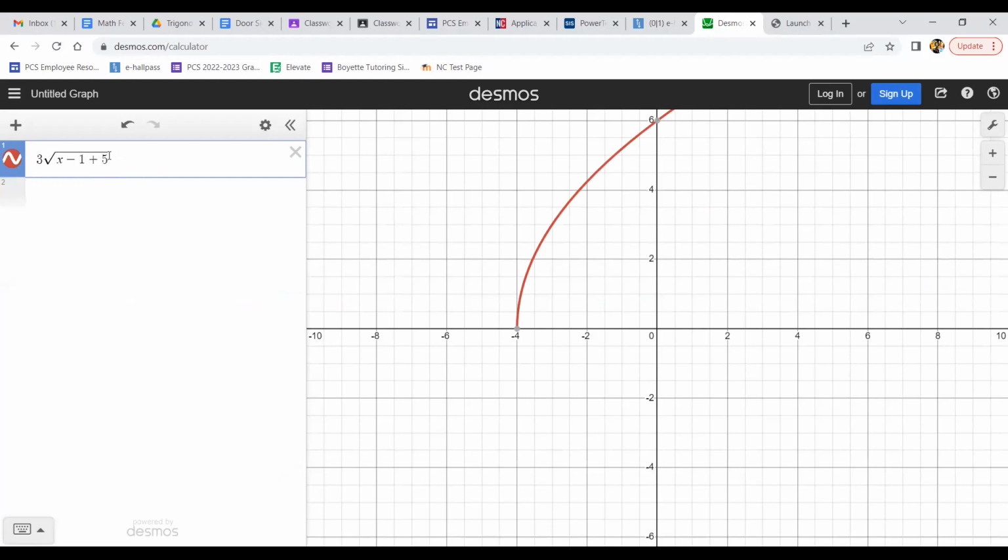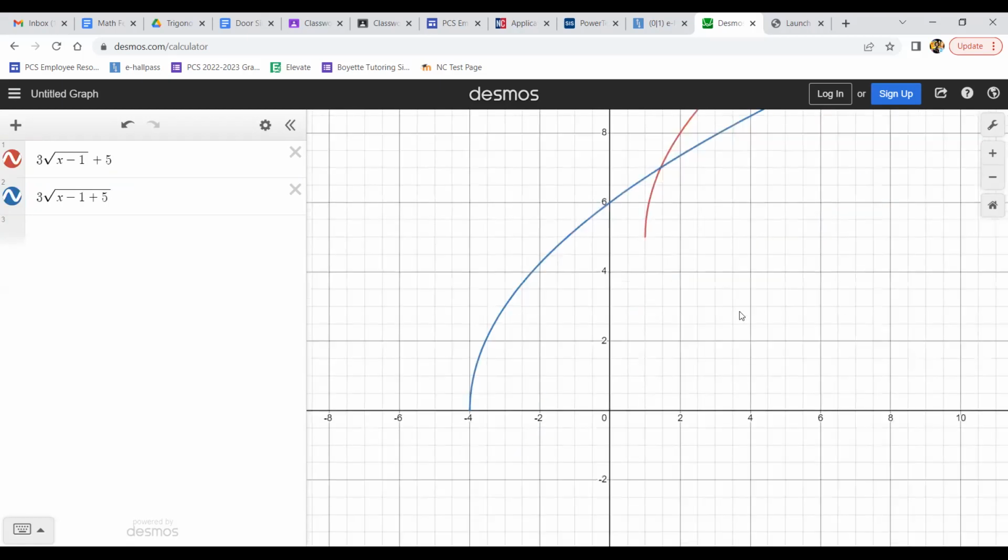So you have to be really careful to check where your square root sign is and where it stops, because that will make a big difference in what your answer is and where the graph is. Let me graph that one again. 3 square root x minus 1 plus 5. That's a big difference in where the two graphs are. So the blue one is incorrect. The red one is correct.